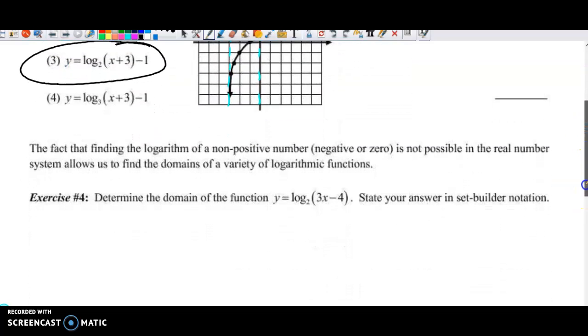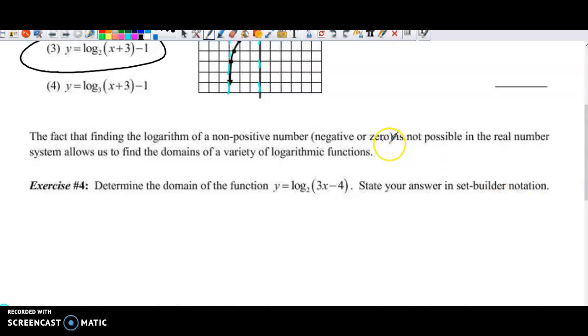But what I really need to get out of you and get you to understand is the domain of any log. And like I said, it's a big deal. Doesn't matter what the base is, but we can only log positive numbers. And it actually doesn't matter if you have anything beyond that, like you can write plus or minus or whatever. This previous problem had a -1 on the outside, didn't matter.